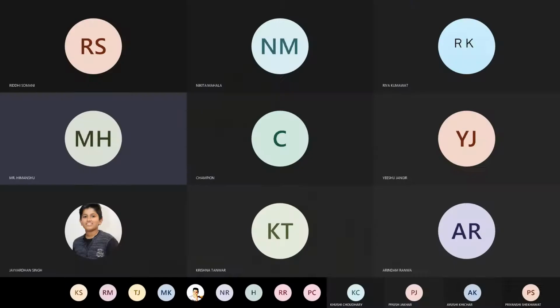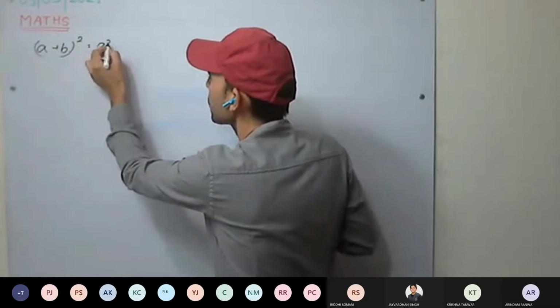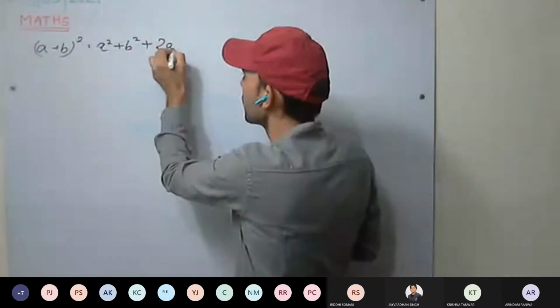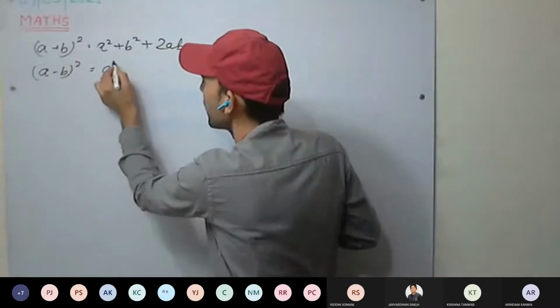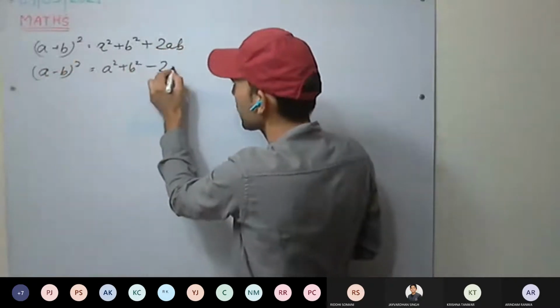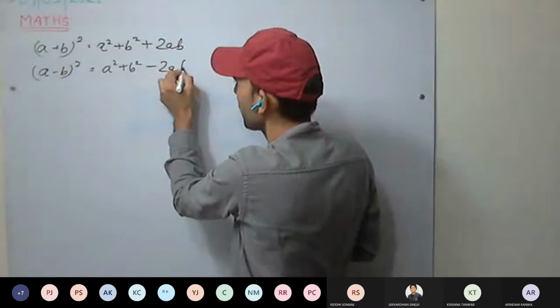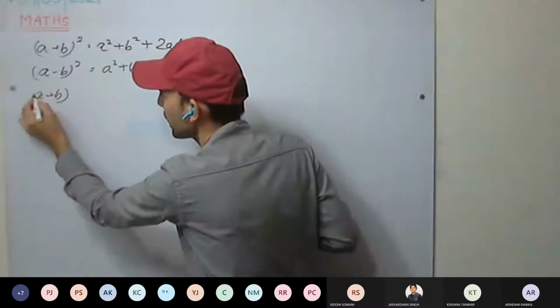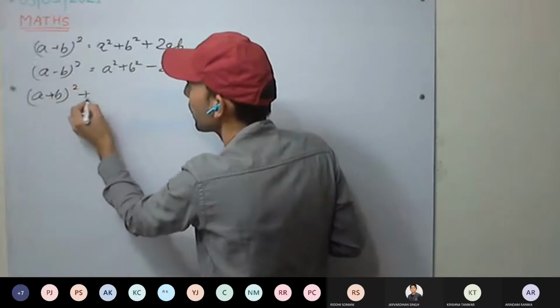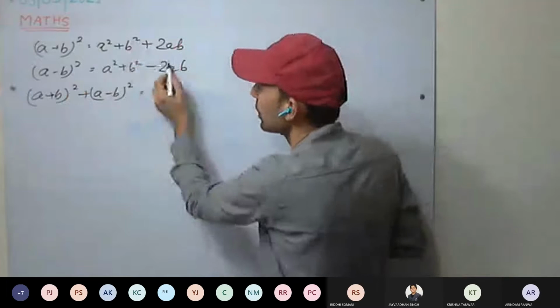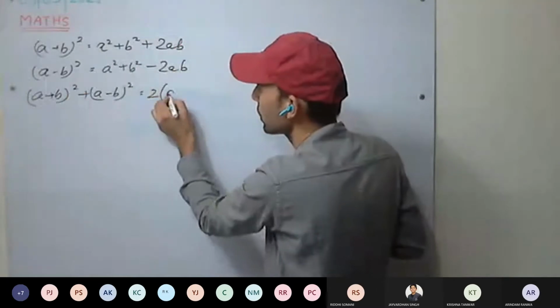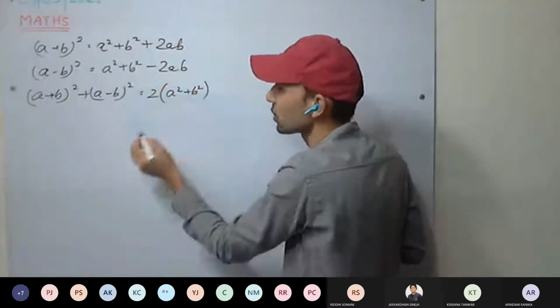We discussed (a plus b) the whole square: a square plus b square plus 2ab. Second was (a minus b) the whole square: a square plus b square minus 2ab. When we add them, (a plus b) the whole square plus (a minus b) the whole square, it will be how much? The 2ab terms get cancelled, and it is 2 into (a square plus b square).